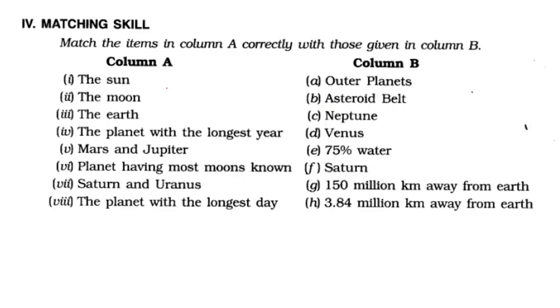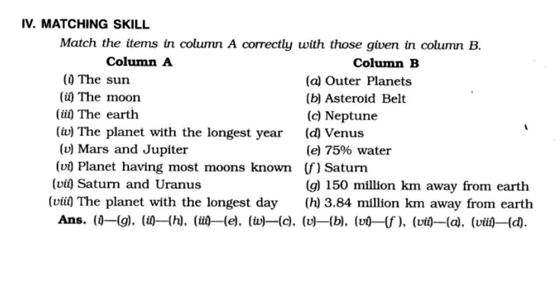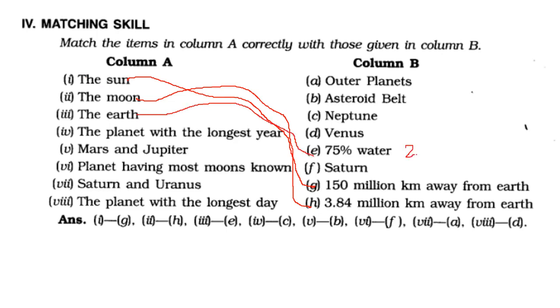Match the items, column A and column B. The sun, what is it? The sun we will equate with 150 million kilometers away from Earth. Then the moon, 3.84 million kilometers away from the Earth. Then the Earth, 75% water, two thirds water.